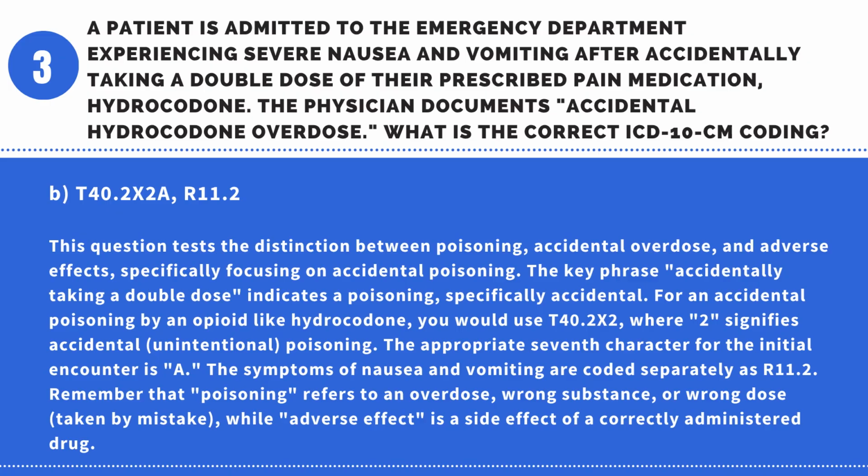The symptoms of nausea and vomiting are coded separately as R11.2. Remember that poisoning refers to an overdose, wrong substance, or wrong dose taken by mistake, while adverse effect is a side effect of a correctly administered drug.